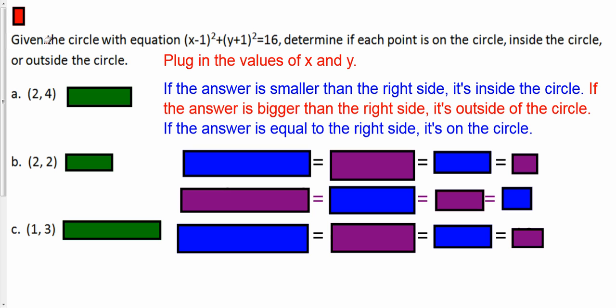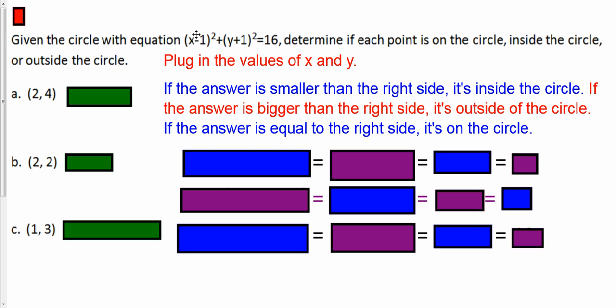Last one for this video. Given the circle with the equation x minus 1 squared plus y plus 1 squared, all of that equals 16, determine if each point is on the circle, inside of the circle, or outside of the circle. And here's the trick to do that. You always plug in the values of x and y. So this 2 and 4, you'd plug it in, 2 and 4.